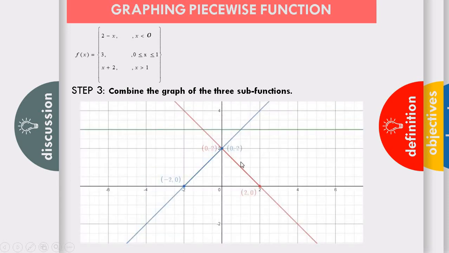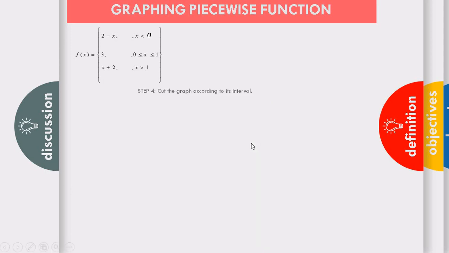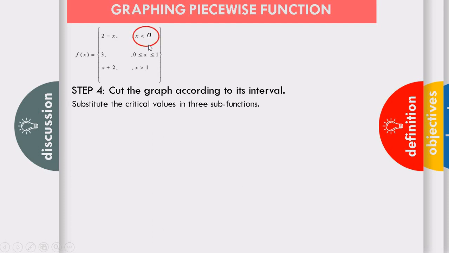So the red one, the blue one, and the green one. Okay, so this is the combination of the graphs of the three subfunctions. So step number 4, we need to cut according to its interval. So substitute the value of the interval to its function.